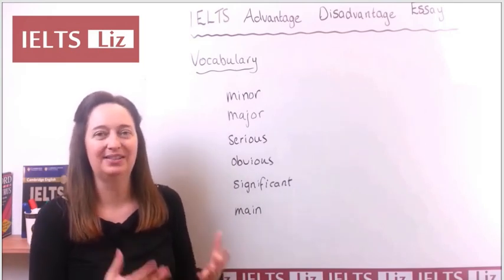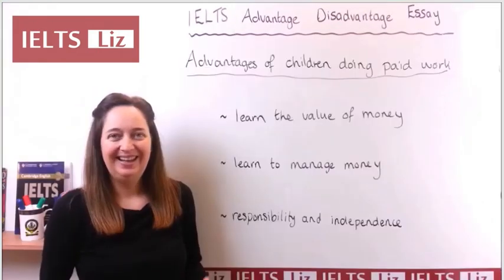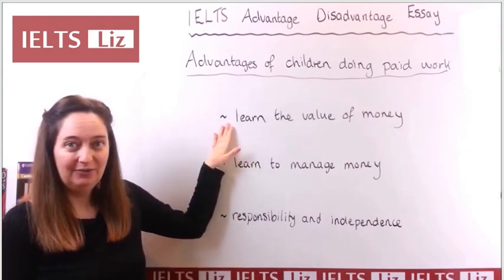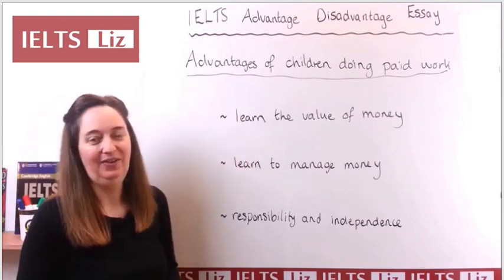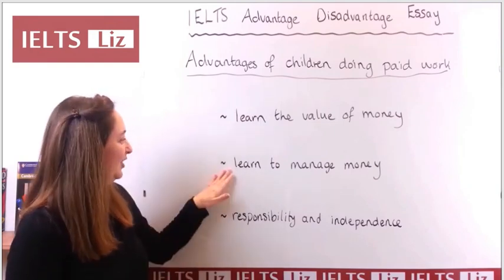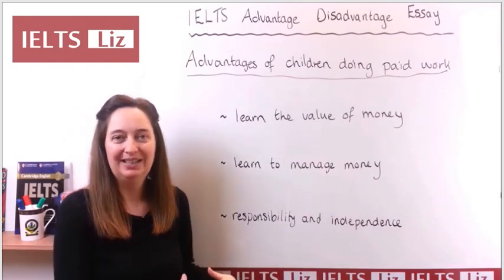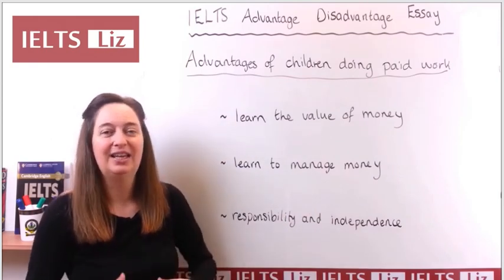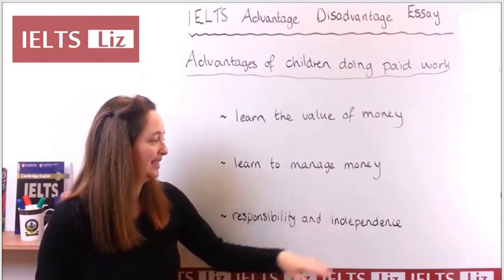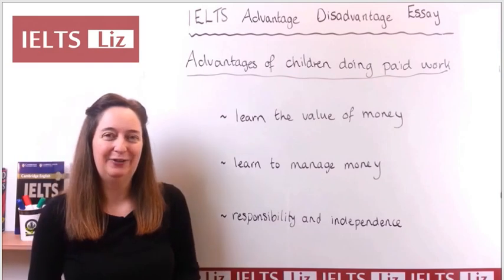So now we've looked at the essay structure and language, let's have a look at some ideas before we start writing. Here are the advantages that we're going to use for this essay. One advantage that children have from doing paid work is that they can learn the value of money. They understand that it's not free, they have to work to get money. Another advantage is that they learn to manage money, and that's all about working to earn money, saving that money so they can then afford to buy something. And a third advantage is the responsibility and independence that they can learn. So there's quite a few benefits, but is it enough?